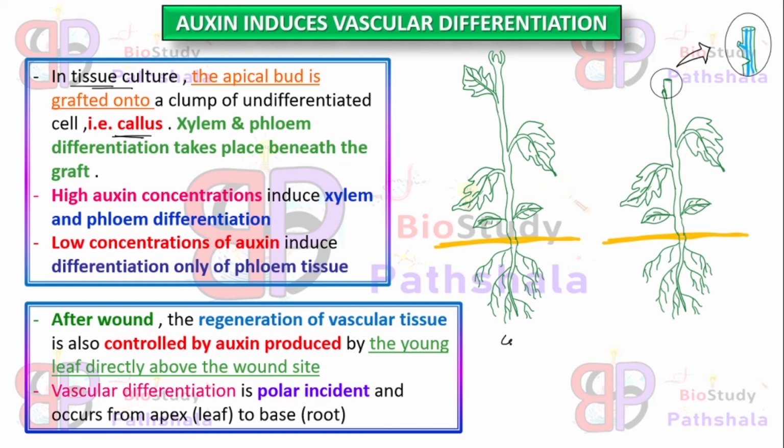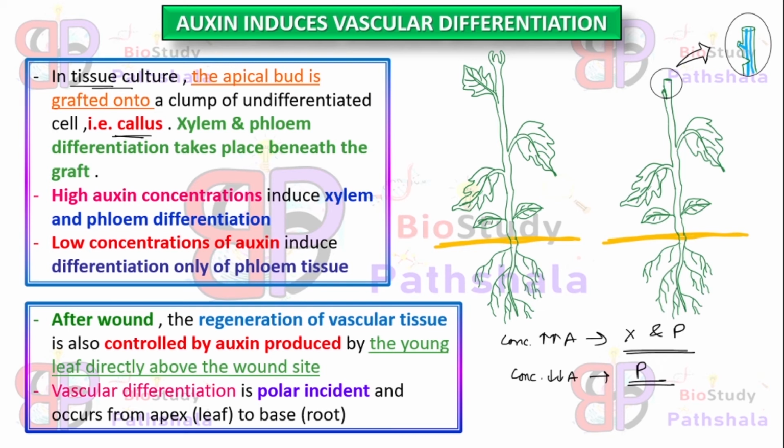When the concentration of auxin is very high, it leads to formation of xylem and phloem. But when the concentration of the auxin is low, it leads to only phloem differentiation. That means to differentiate xylem and phloem both, we need a high concentration of auxin, but to differentiate phloem tissue, we require only a low concentration of auxin.